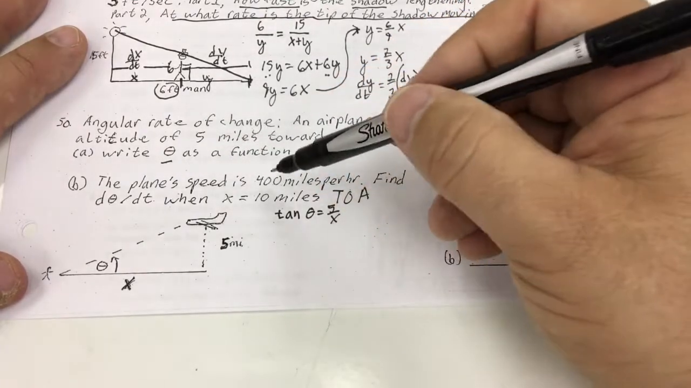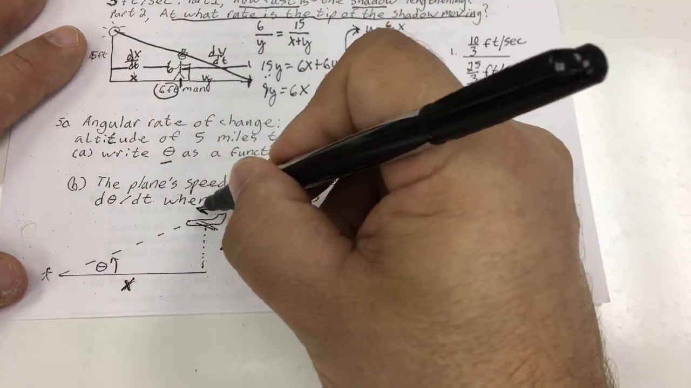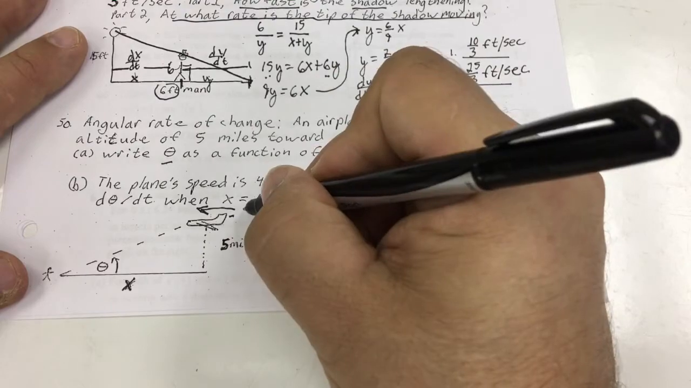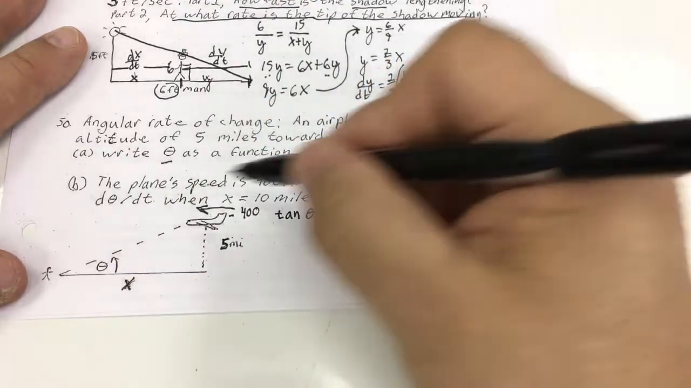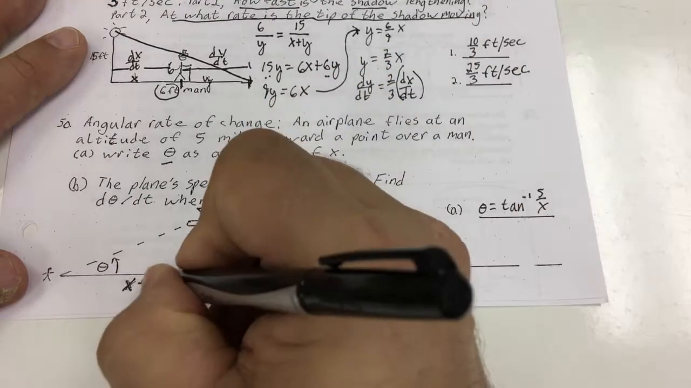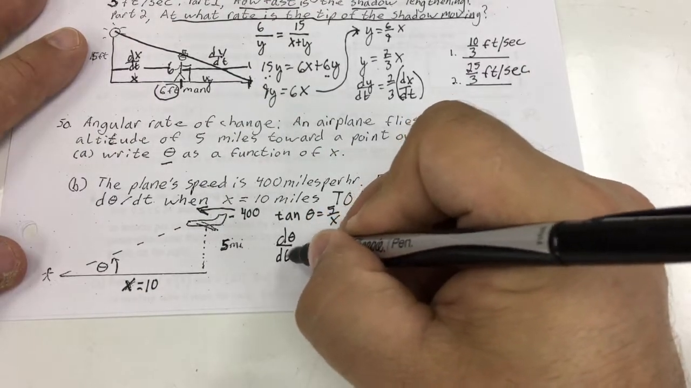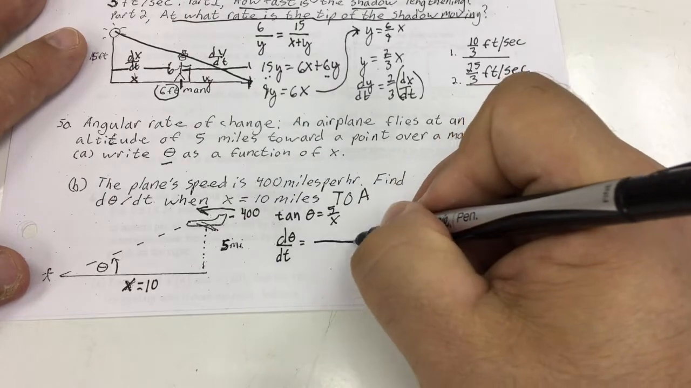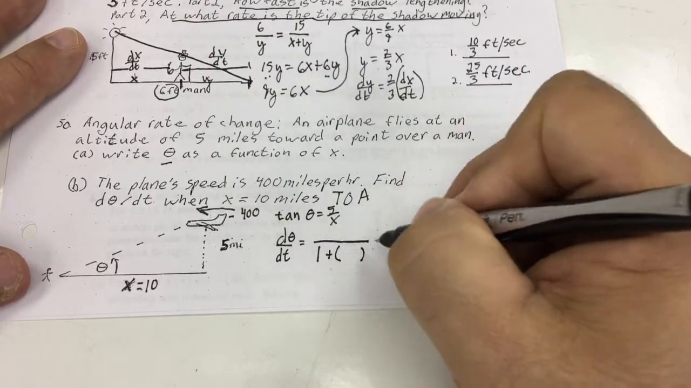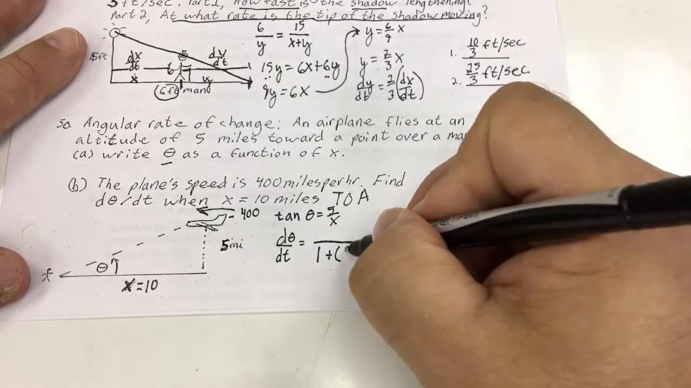That was part A. Part B, the plane speed is 400 miles per hour. So its change in position is going to be negative dx/dt because it's flying to the left. Find d theta/dt when x is exactly 10 miles. So I'm going to take the derivative of theta. d theta/dt equals the arctan derivative, which is 1 plus something squared on the bottom, and that something is going to be 5 over x.